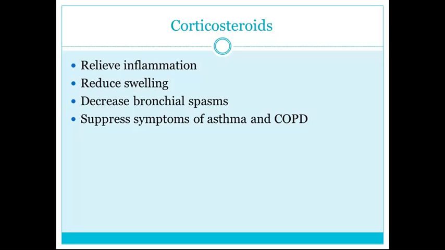Corticosteroids, so we are starting the MAL of our drug categories. Corticosteroids relieve inflammation, reduce swelling, decrease bronchial spasms, and suppress symptoms of asthma and COPD. We use these for long-term treatment or prophylactic treatment. You wouldn't use this in an acute asthma attack. We often use this in conjunction with beta-2 agonists to control asthma.